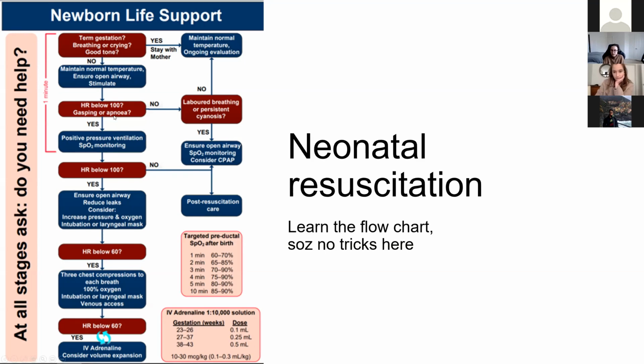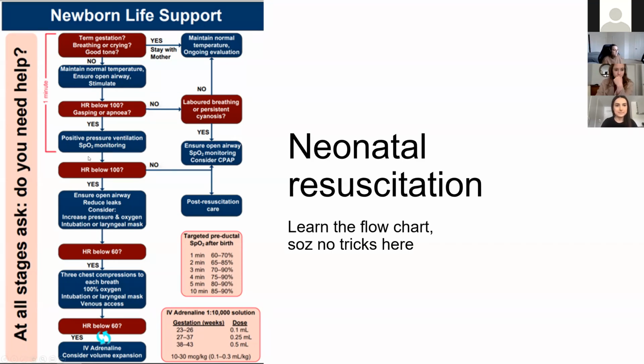So then we want to check their heart rate. And if their heart rate is below 100, or if there's any signs of labored breathing, then we need to go on and do positive pressure ventilation. And we also want to start checking their oxygen sats. Usually they'll pop on an oxygen sat, which checks the heart rate as well. So that usually happens all in one. But you do that within the first minute, once you've received the baby and you've realized that there's something wrong.